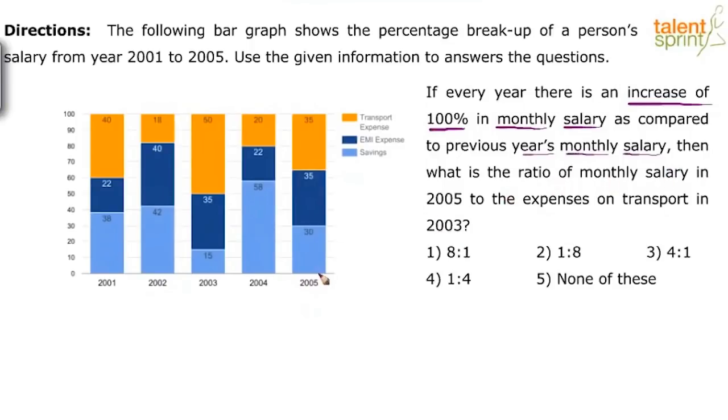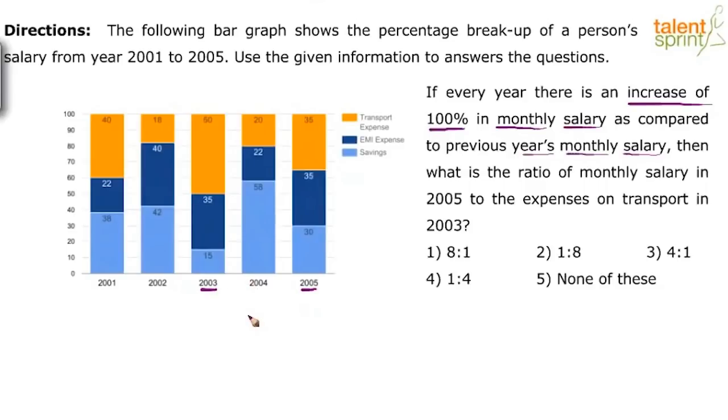Then what is the ratio of monthly salary in 2005 to the expenses on transport in 2003? So if you got to find a ratio here, the ratio of the monthly salary of 2005 versus the transport expenses of 2003. Okay. So let's try and work on this. See, since it is about a ratio, or even if it is about percentages, we can always assume that the salary in 2003 is like 100 rupees.